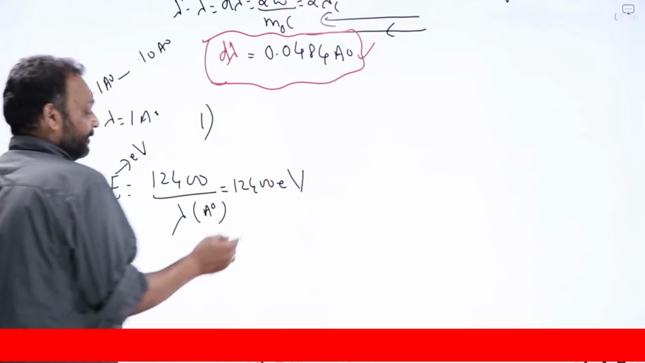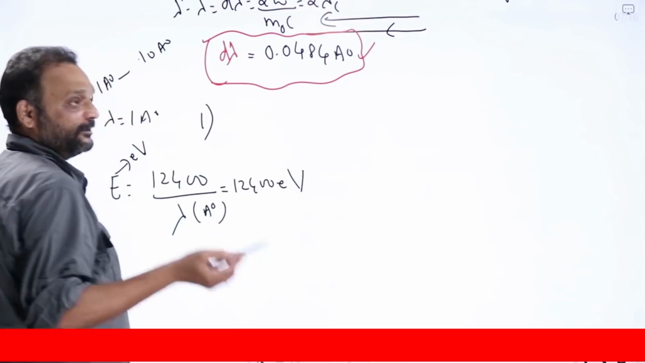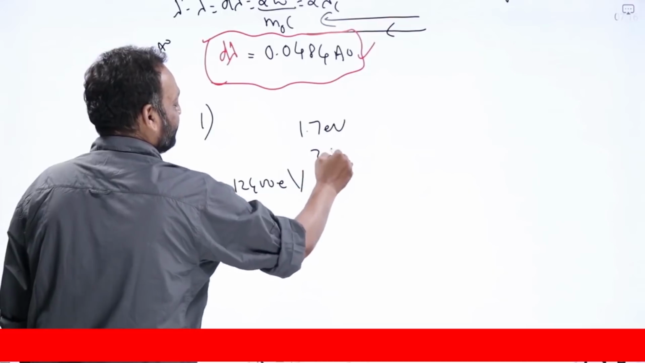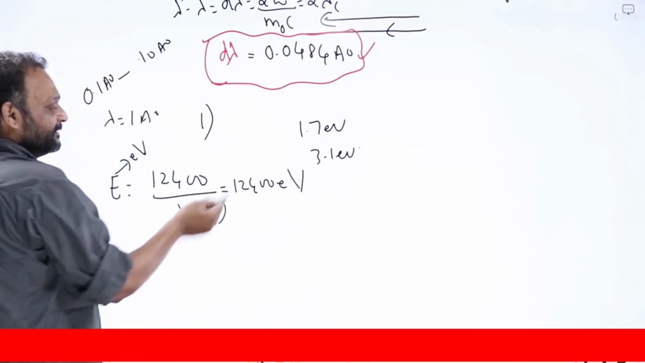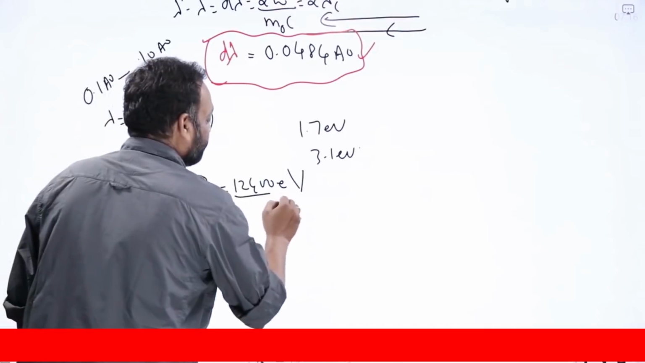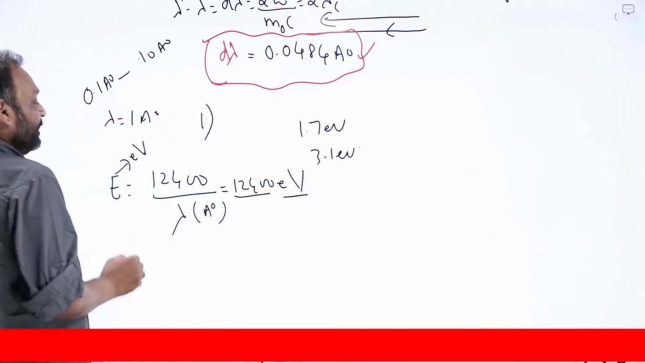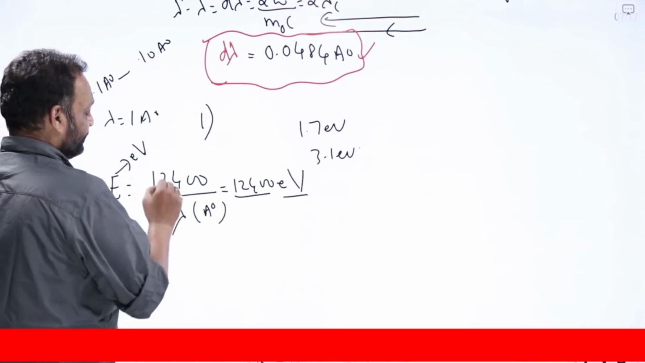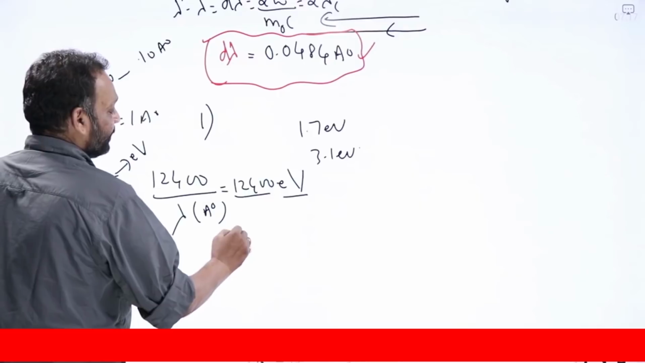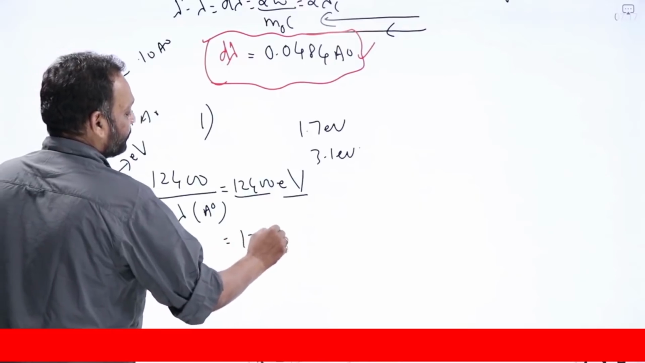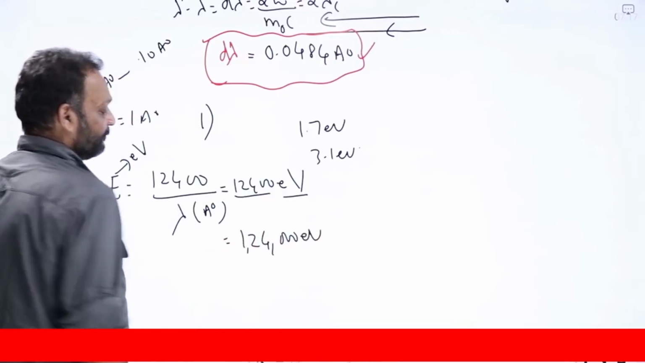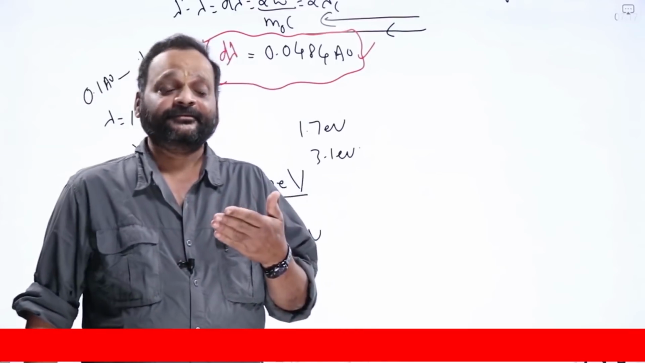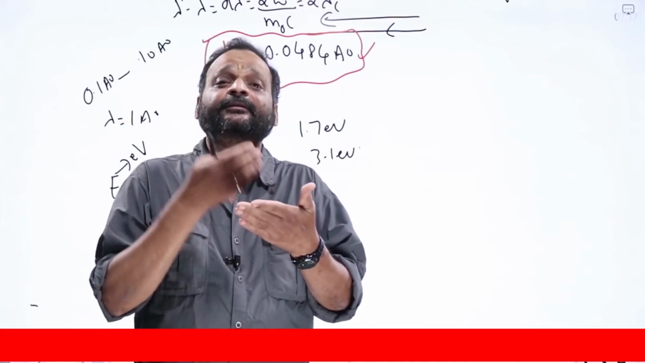Now, what is the energy of visible light photons? Visible light photon energy is from 1.7 electron volts to 3.1 electron volts only. Now compare that with the X-ray photon energy, 12,400 electron volts. If I send an X-ray photon of wavelength 0.1 angstroms, then the energy is 12,400 by 0.1, which is 1,24,000 electron volts. You see what tremendous energy X-ray photons have. They have tens of thousands of electron volts.